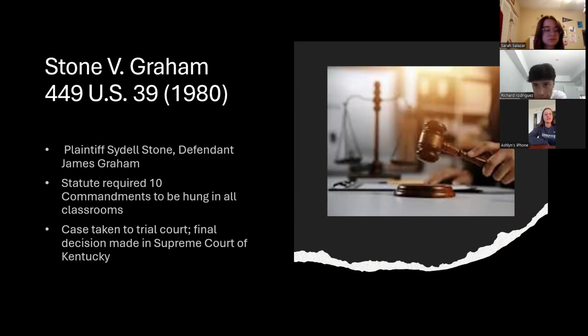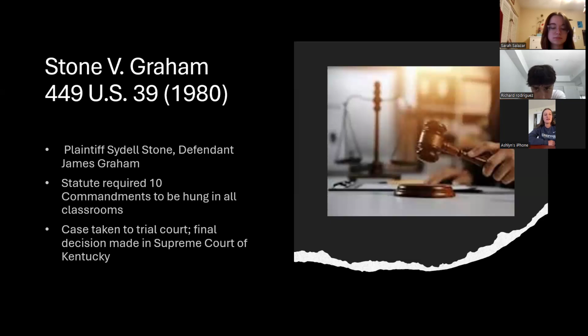This statute stated that all public schools must provide a copy of the Ten Commandments on the wall of each classroom. It said that these copies were to be purchased through voluntary private contributions. While these parents were not having to pay for these postings of the commandments, they felt as though it was unconstitutional for them to be required in every classroom.